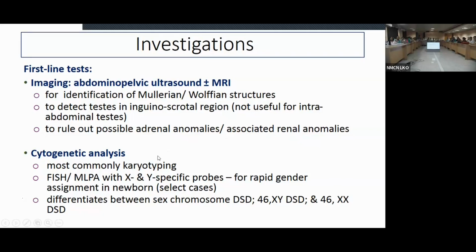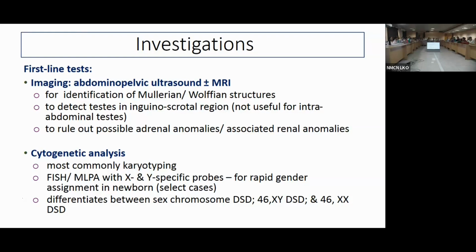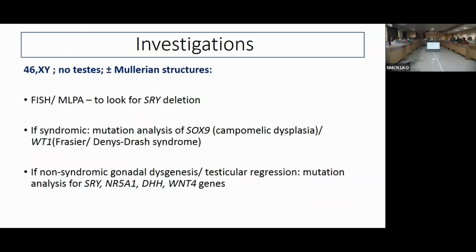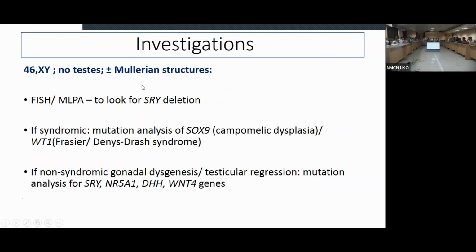Karyotyping has to be done in all cases because it gives you clarity as to whether it is 46XX or 46XY, because based on that, you can work them up further. And also in the case of a sex chromosome DSD, by doing a simple karyotype itself, you will get the complete diagnosis and you don't have to do any further workup for etiology. If you get a clear picture of mixed gonadal dysgenesis on karyotype, you don't have to evaluate further for the cause. So now, if you have this 46XY, no testes, plus or minus Mullerian structures, what do you think could be the possibilities?